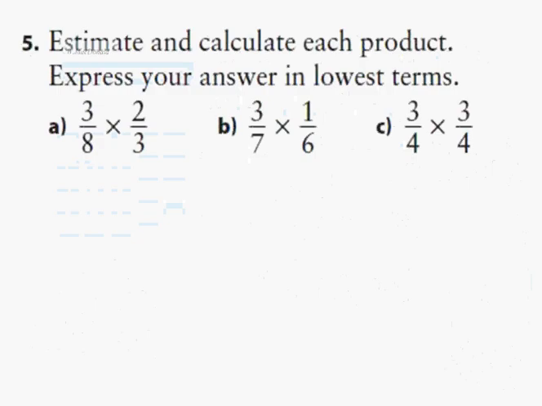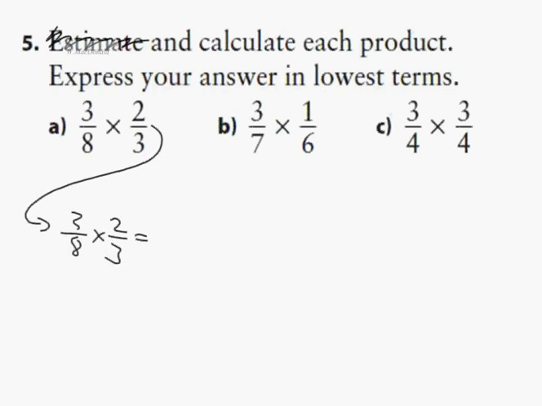Optional. Question 5, it says estimate and calculate each product. So for this one, we said we didn't have to estimate. That's not going to be a part of this particular lesson. Just calculate each product using our algorithm. So 3/8 times 2/3. Multiply our numerators. Multiply our denominators. You get 6/24ths, which in lowest terms is 1/4, because both are divisible by 6.